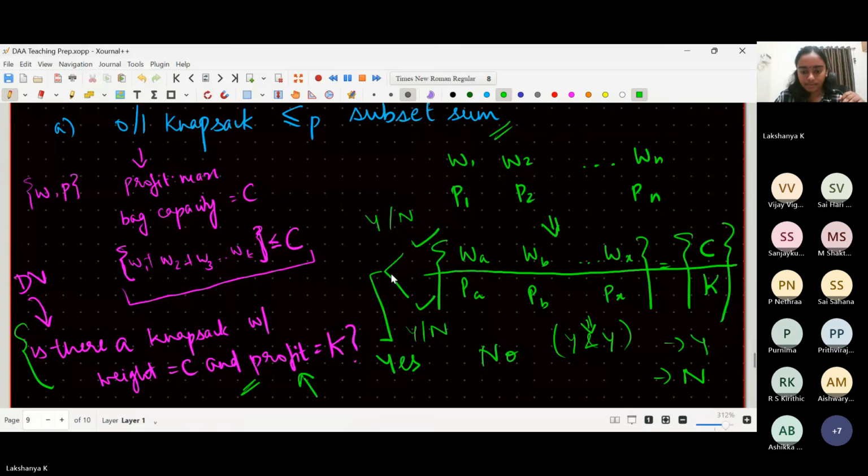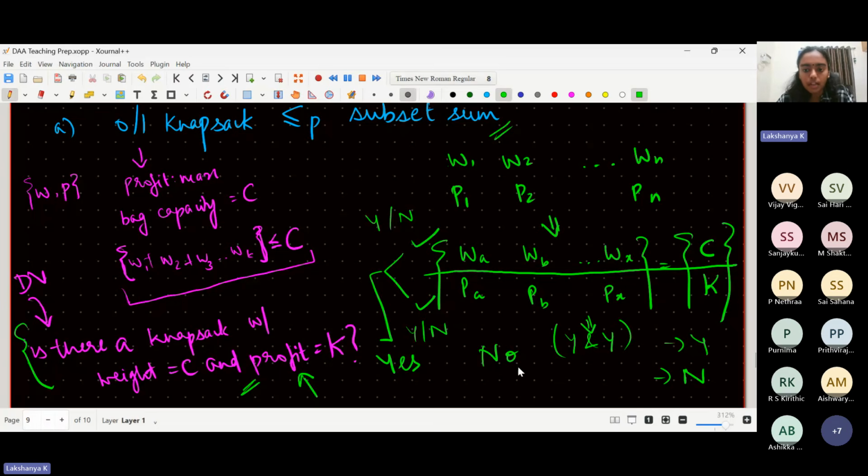Yes or no? Yes. Anyone has any questions on this? Want me to repeat something? Akka, could you repeat the last part around... Okay, you understand how you can solve knapsack using subset sum, correct?